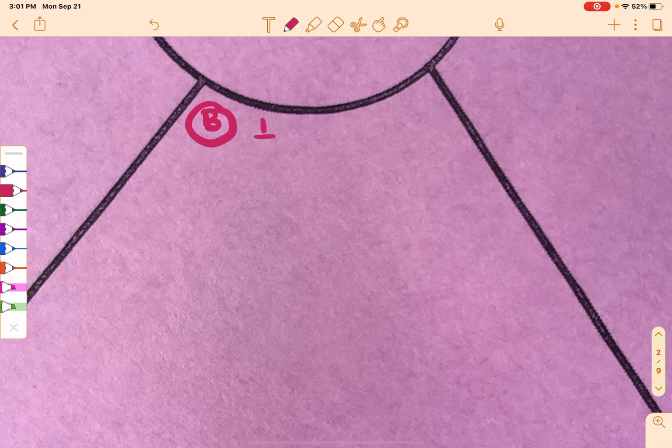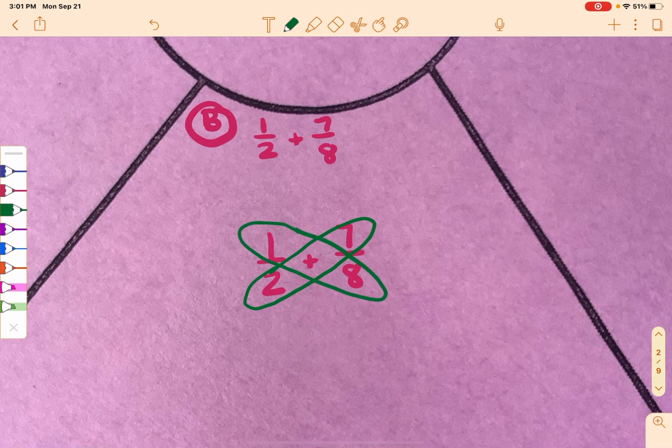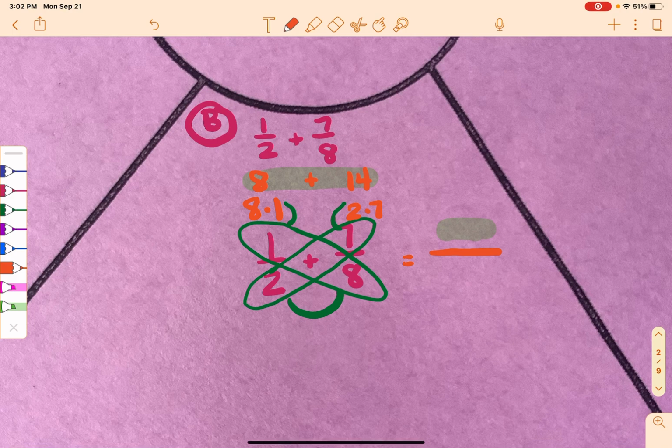So on B, I have 1/2 plus 7/8. Now, I did move it down so there'd be a little bit more room. And I'm going to go through and I'm going to make my actual butterfly shape so I know that I kind of have that set up correctly. So remember, do the first one. We're going to multiply those two together. So 8 times 1 is 8. If I do this other one, it's going to be 2 times 7, which is 14. So I'm going to put those together to get the top of my fraction. So 8 plus 14 is going to be 22.